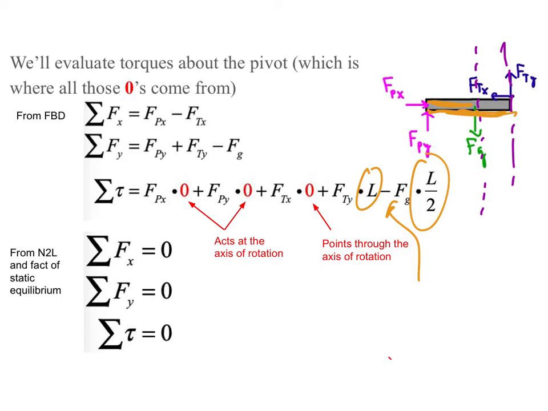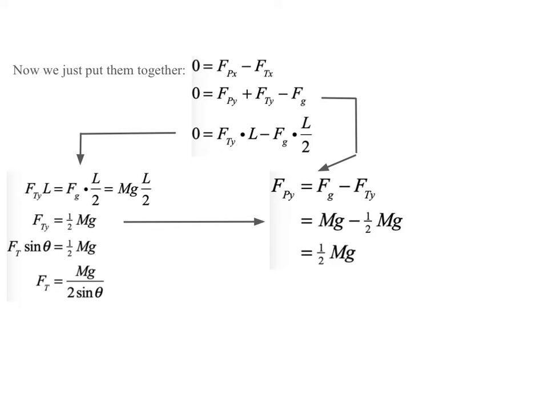And the fact that we're in equilibrium, we have F net equals ma, but a is 0, and tau net equals I alpha, but alpha is 0. So we can put all these things together and do a standard amount of simple algebra. Here we can say the y component of tension times L minus the weight times L over 2 is 0. So we get that TYL equals FGL over 2. So TY is a half mg.